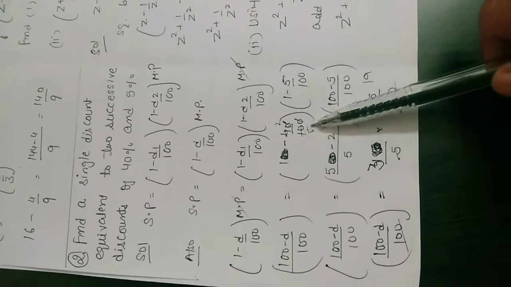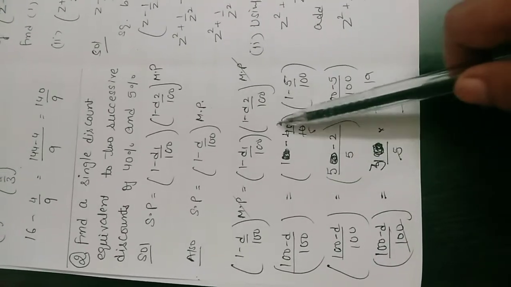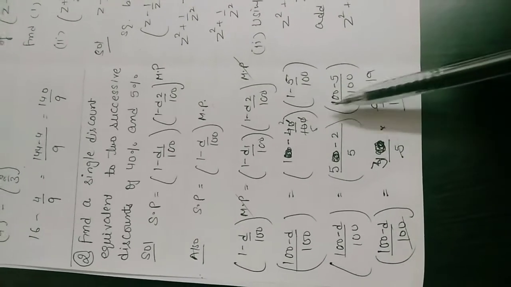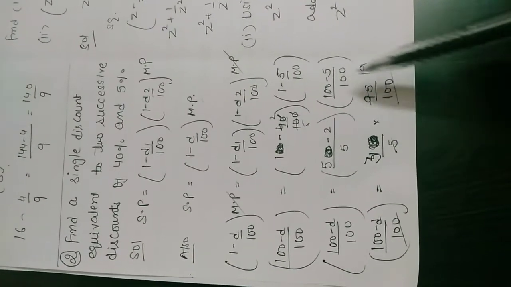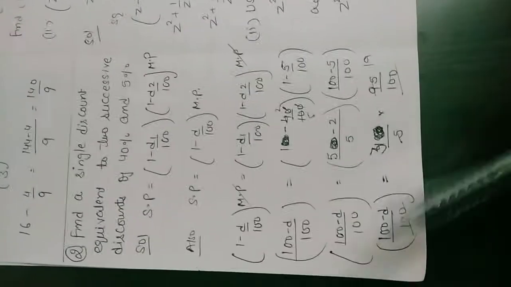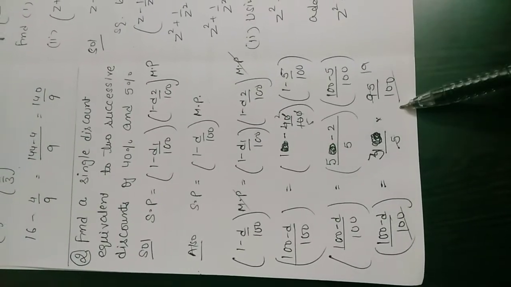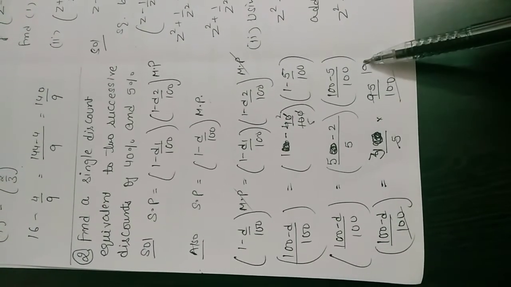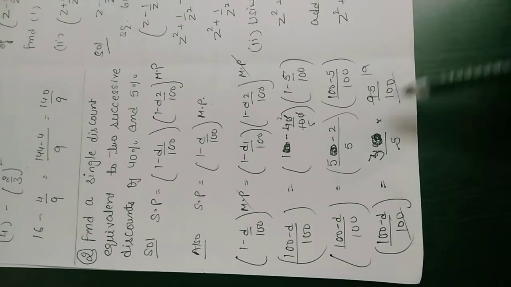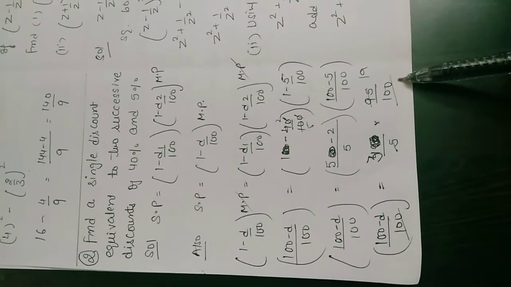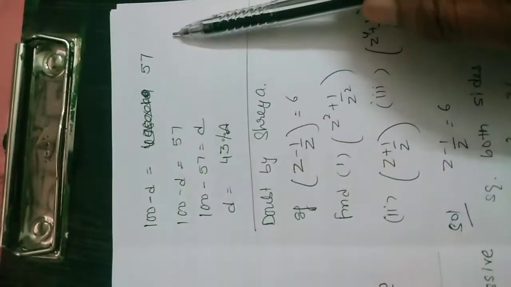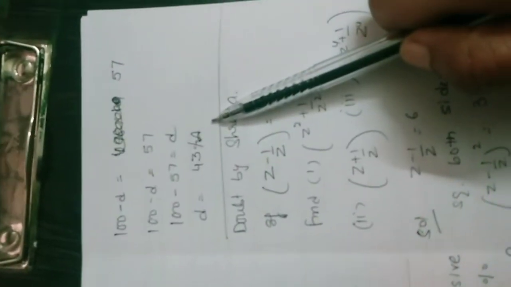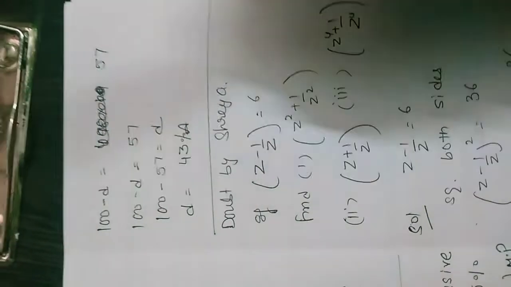So now this is 2 by 5. So 5 ones are 5 and this minus 2, and 100 ones are 100 minus 5. So this is 5 minus 2, 3 by 5, and this is 95 by 100. So 100 cancels with 100, and 5 19s are 95. Fine, 100 with 100 we can cancel. That's why I have not simplified here. Now 100 minus D is equal to 57, and then we get the value of D.